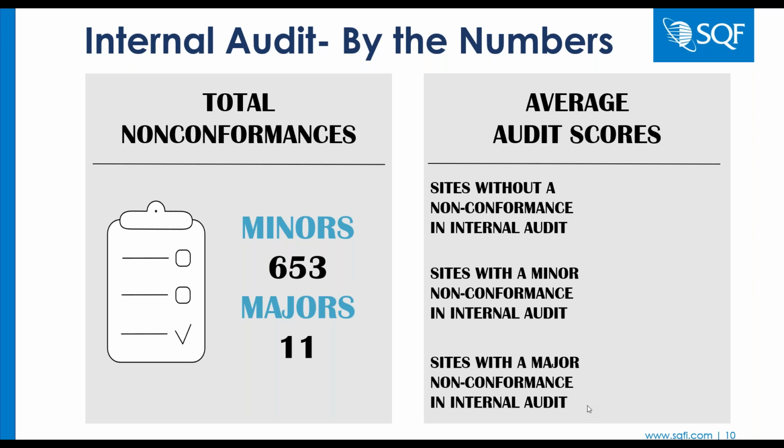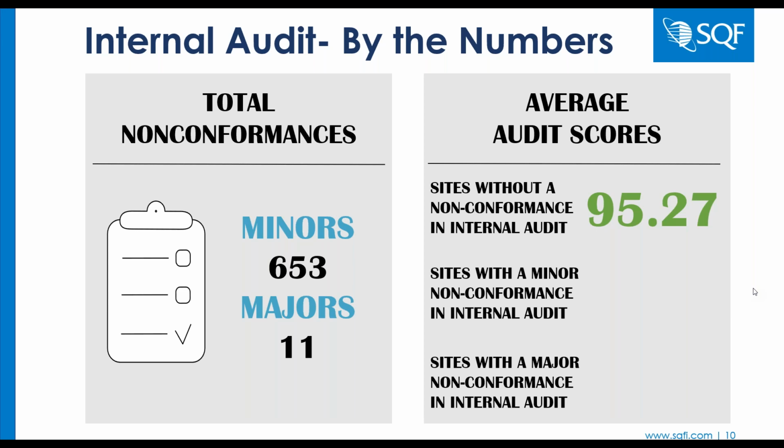But I did some pivot tables and decided I'm going to look at the average scores of sites, and I'm going to compare those sites that did not get a non-conformance in internal audit. So they got a compliant mark in internal audit, and their average score was 95.27. So that was slightly above our overall average score for SQF. So we're running very close to 95 for our food safety audits. So those sites that did not get a non-conformance in internal audit scored a 95.27, just slightly above our average.